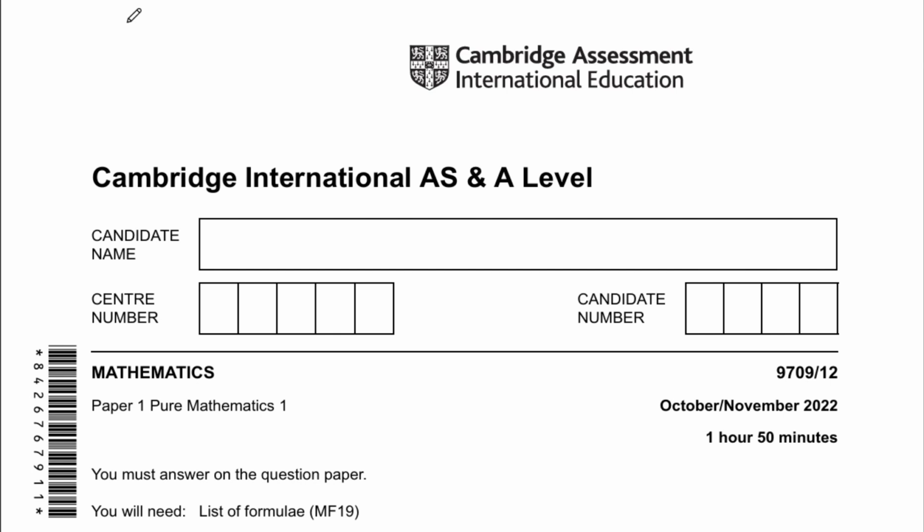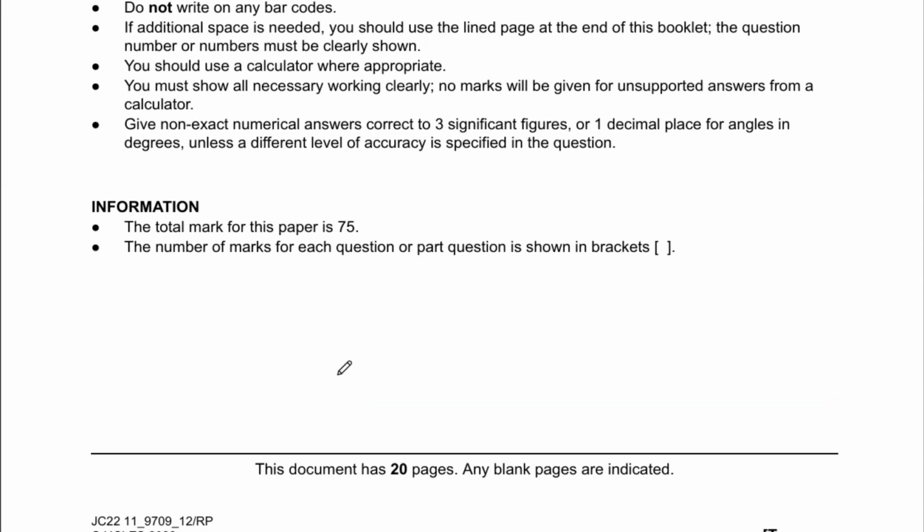My name is Mohammad Kashif and we are going to start Paper 1 Pure Mathematics 1 from October/November 2022. The paper code is 9709/11. Let's start from question number 1.